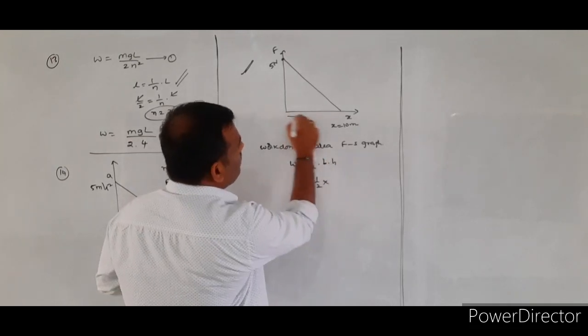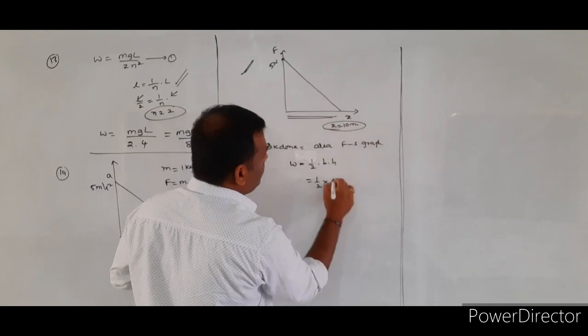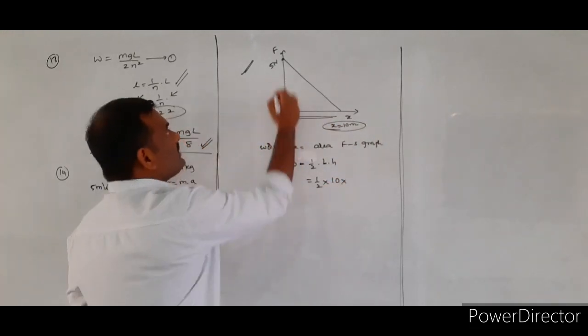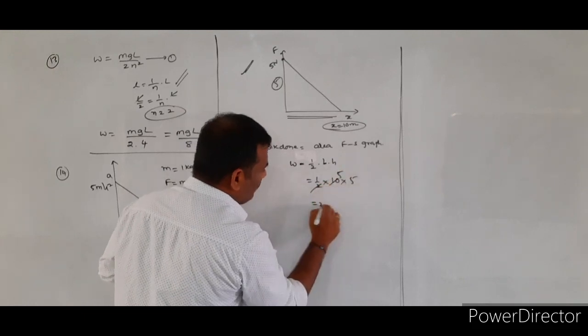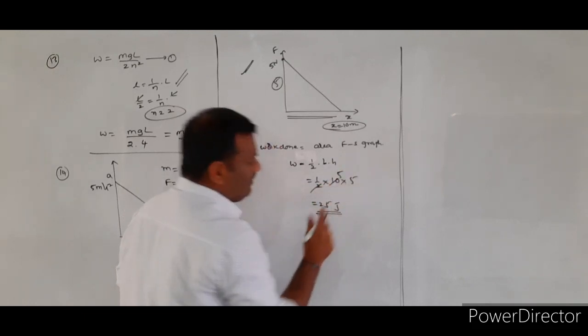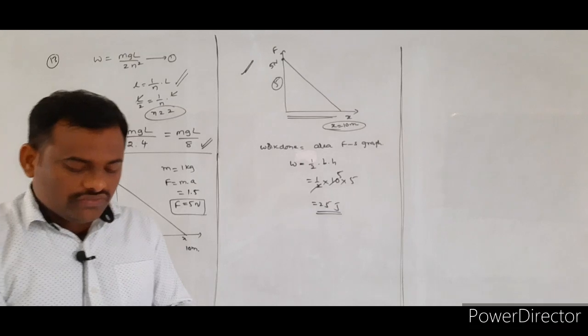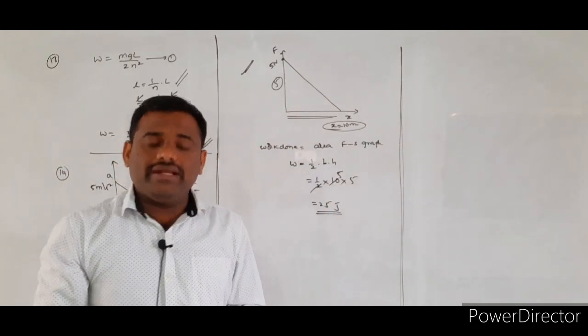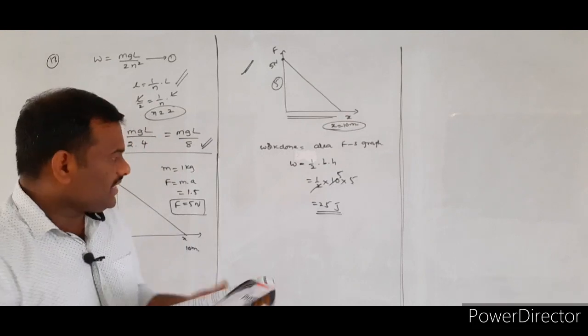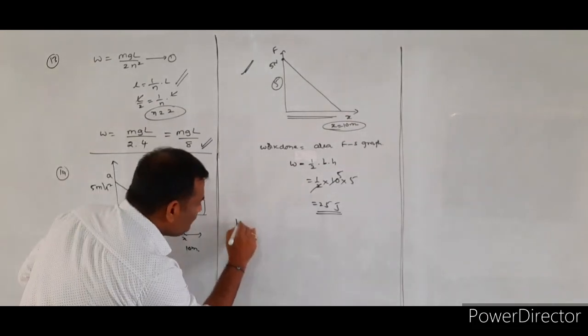Half into what is the base value? Displacement value, that value 10, and what is the height value? 5 newtons. So 2 5s are, that value is equal to what? 25 joule. Like this, from the acceleration displacement graph, I made the force displacement graph.